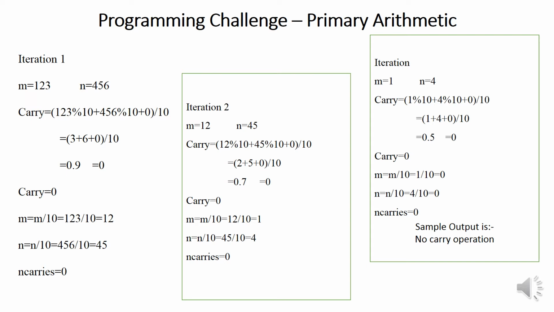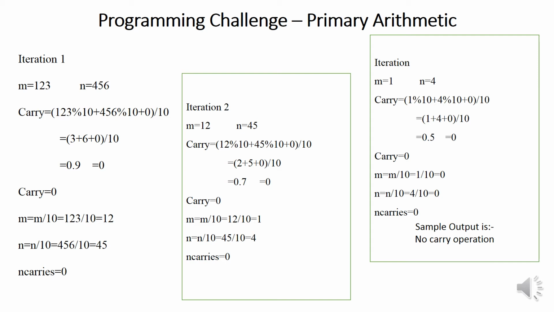After that, on the next line, we find m equal to m divided by 10. So 1, 2, 3, this is our first number m, divided by 10. So we get 12. This is the simple division. And 4, 5, 6 divided by 10, we get 45. And lastly, n carries. How the carries are generated, we will also see in the program. So there is no carry, that's why n carries doesn't get plus plus. So n carries is 0 at the first iteration.